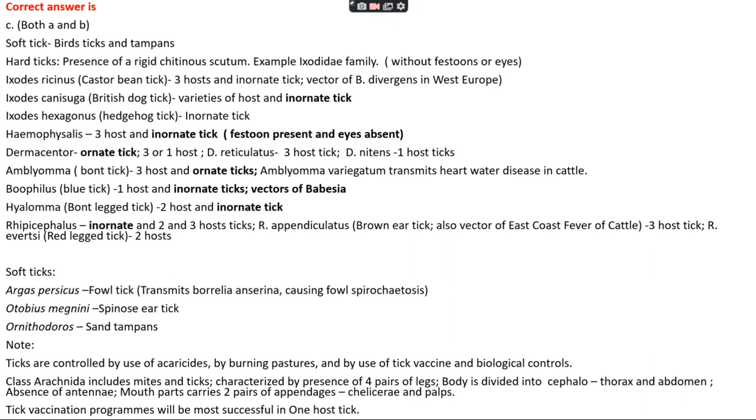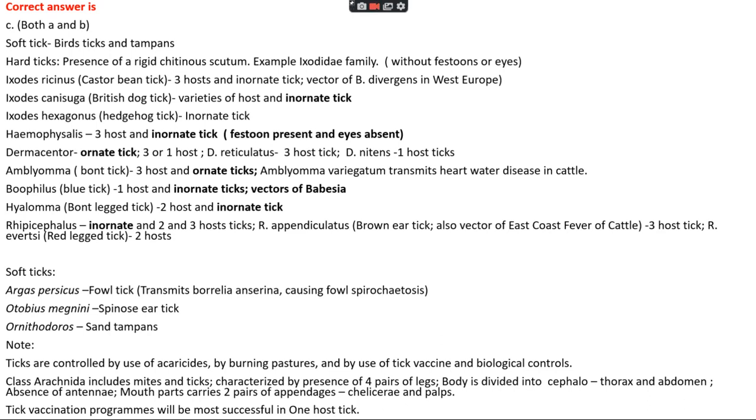Soft ticks include Argas persicus, which is known as fowl tick. It mainly transmits Borrelia anserina, which causes fowl spirochetosis. Otobius megnini, which is also known as spinose ear tick. Ornithodorus, which is known as sand tampan. Here is some notes. We have to remember this note too.